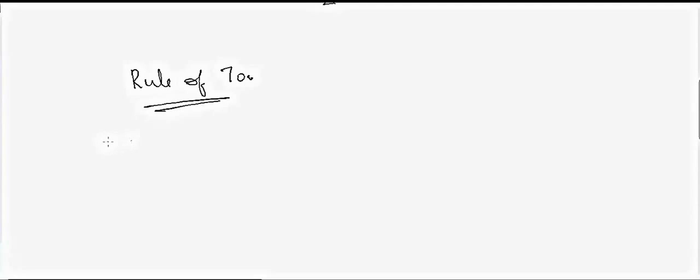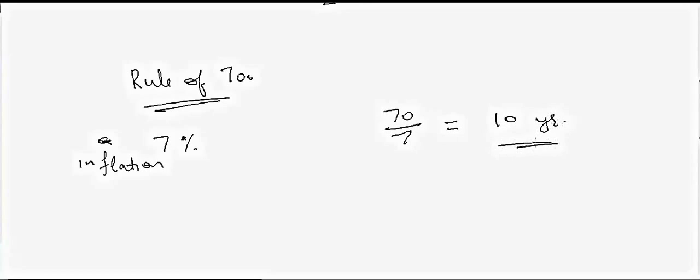Suppose the rate of inflation is 7%, then it will take you 70 divided by 7 equal to 10 years for your money to become half. So the money value is equal to half.